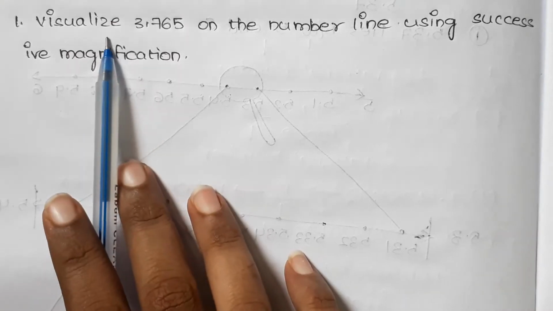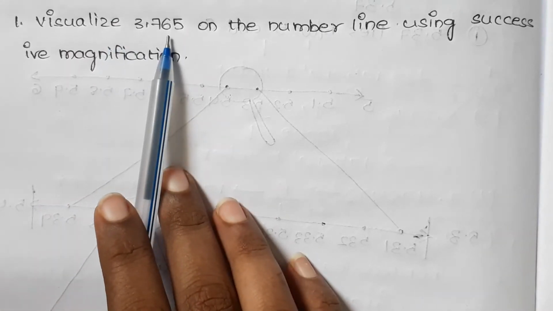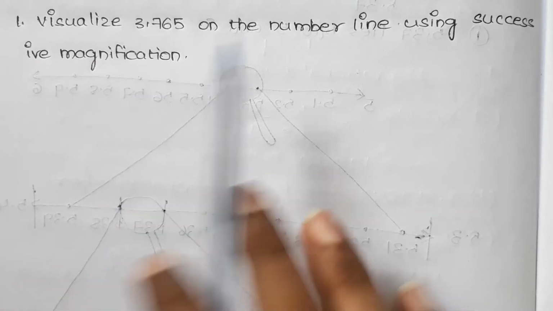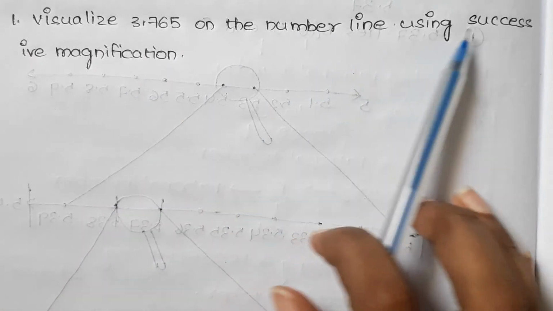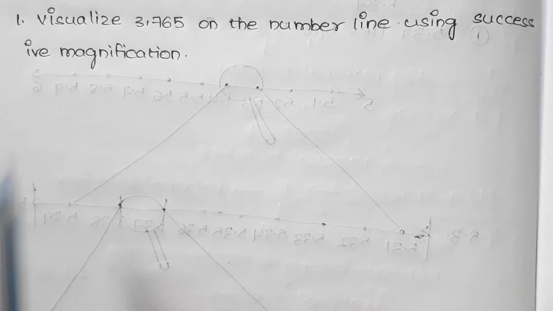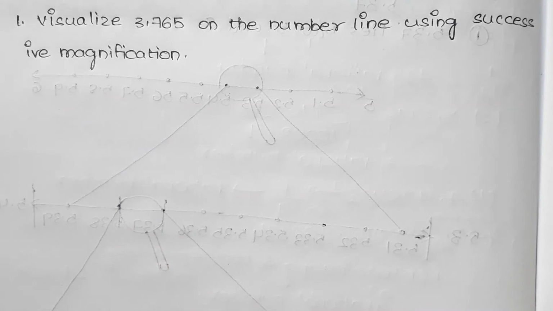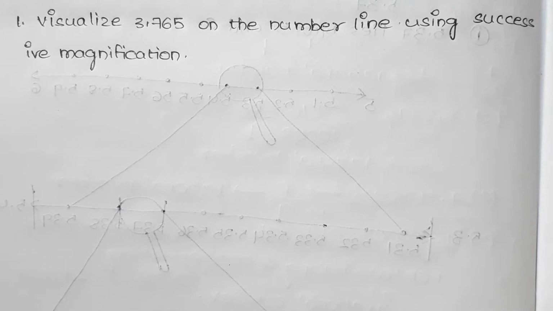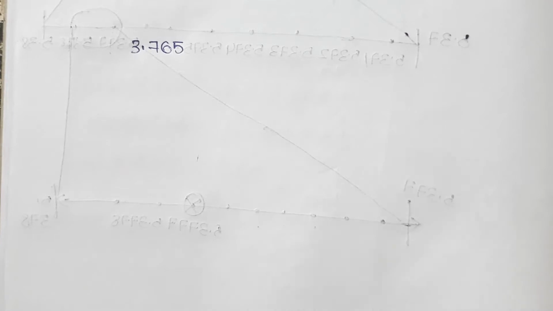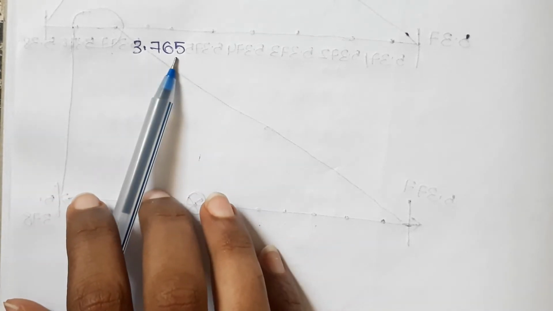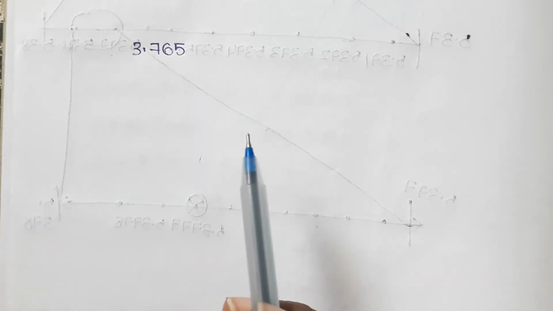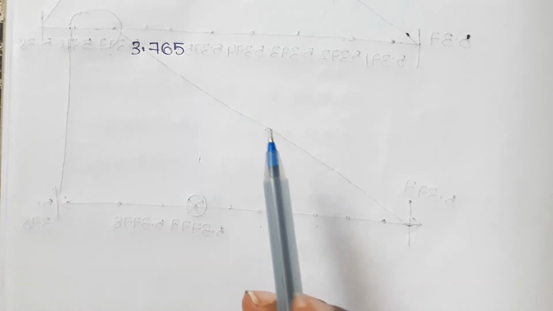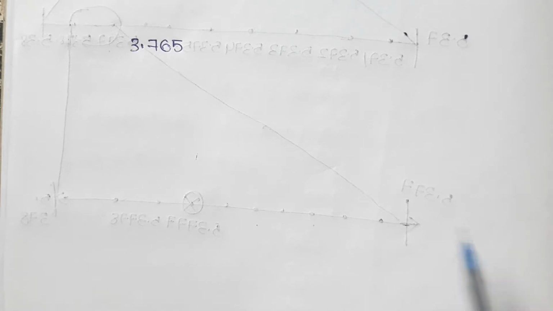Here, visualize 3.765 on the number line using successive magnification. Successive magnification is nothing but by using a magnifying glass, you should locate the given number on the number line. Here the given number is 3.765 and we should visualize this 3.765 on the number line by using successive magnification.